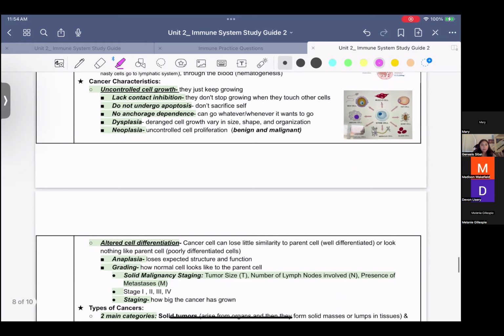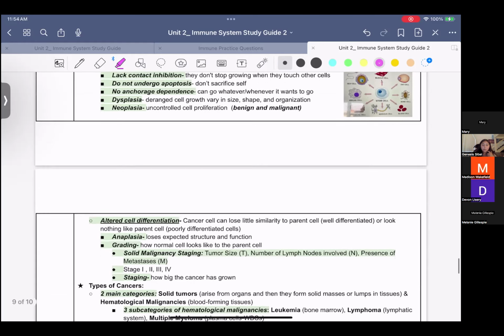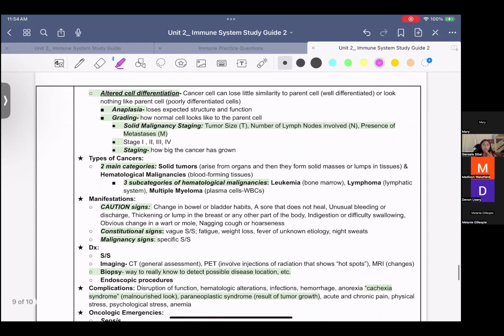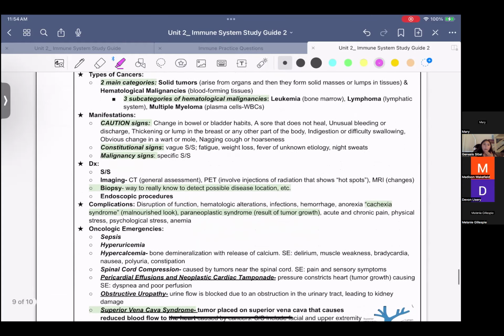We'll go through some of those definitions next time, because she won't ask you that on the quiz. That would be really mean, because you haven't even talked about some of this stuff yet. We'll also talk about grading and staging, because she will ask about that on an exam.